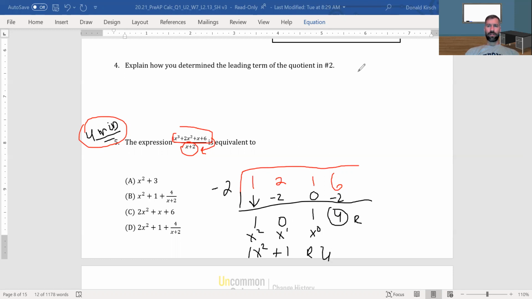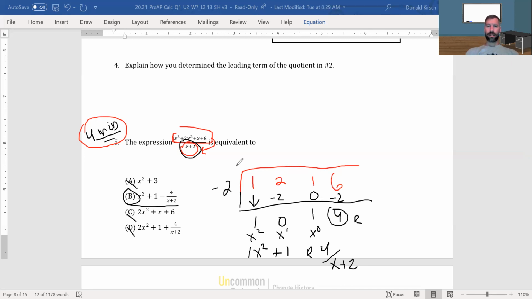Let's see if any of these have anything even remotely similar to that. I got an x squared plus 1 here. And I got a 2x squared plus 1 down here and here. I don't even need to look at that remainder. But just so you know, that 4 was 4 over whatever we started with, 4 over x plus 2. And so we can very clearly see that our answer here would be B.